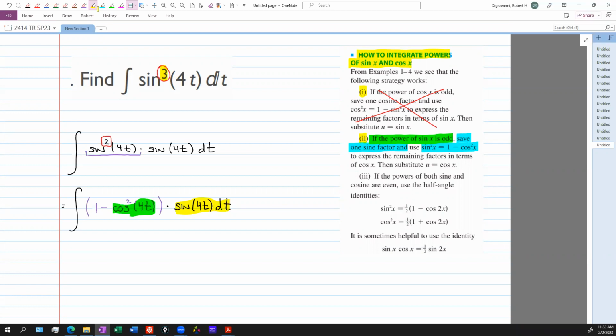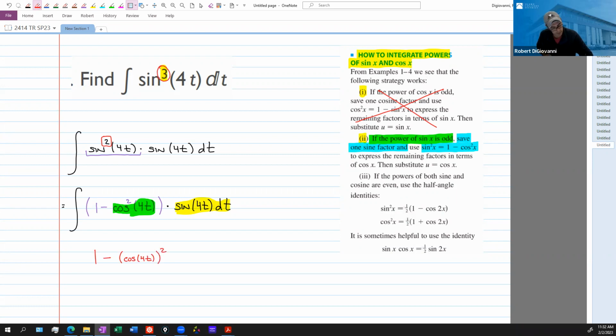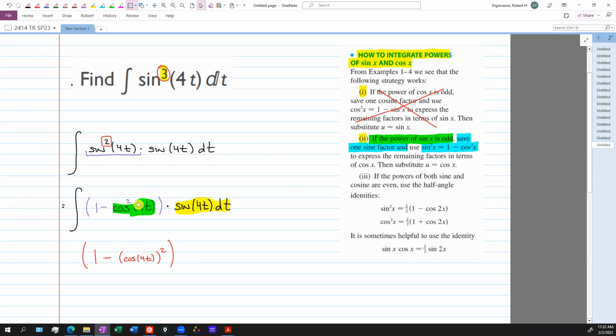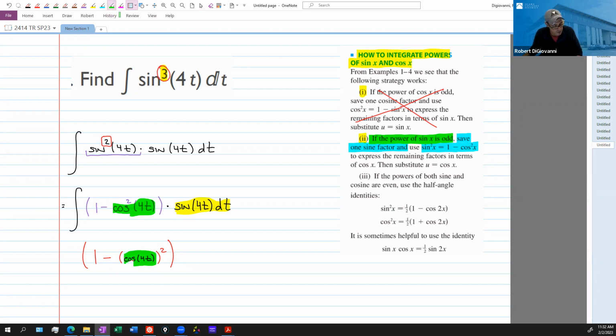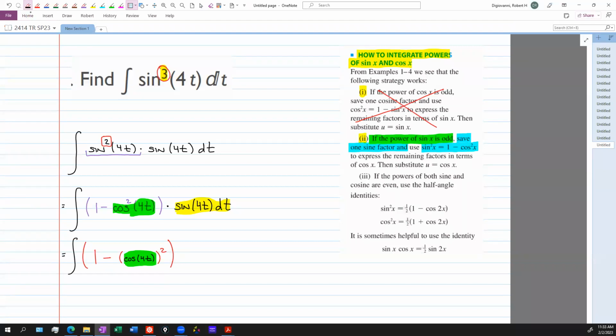Wait, so it wouldn't be the derivative of negative cosine squared 4t? No, I would not include the negative. Here's why. Let me rewrite this. This is the same as 1 minus cosine 4t squared. That's really what that first piece is, right? That's what this means, right? So that negative is actually outside the squaring. So I would just use the U as the cosine 4t. Does that clarify? Okay.